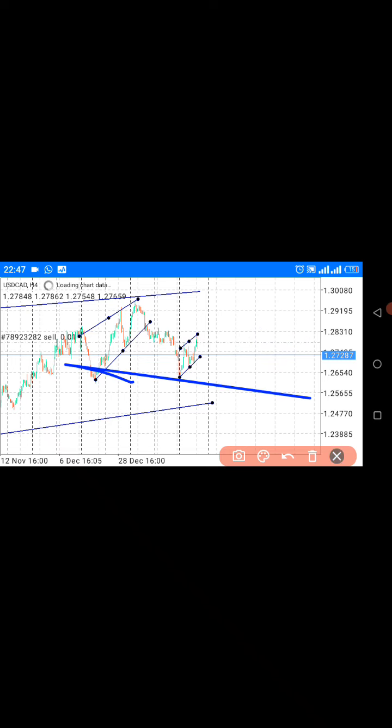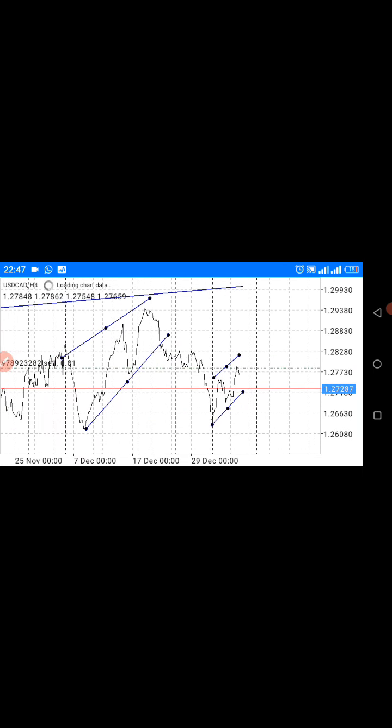If you can look at this pattern here, this is how a flag pattern is. We may have something like this, or something like this. That is how the pattern looks like. And do you see this movement? You have something like this, you have something like this.